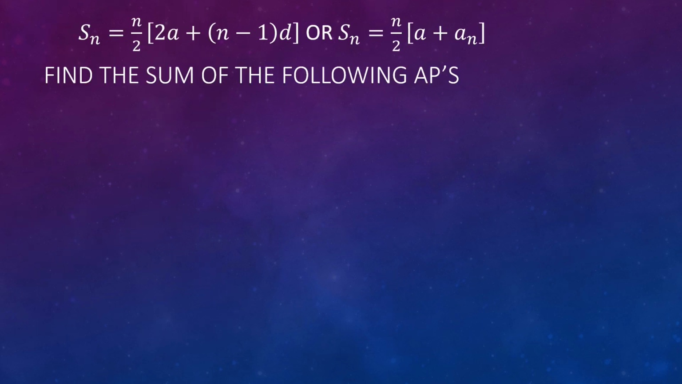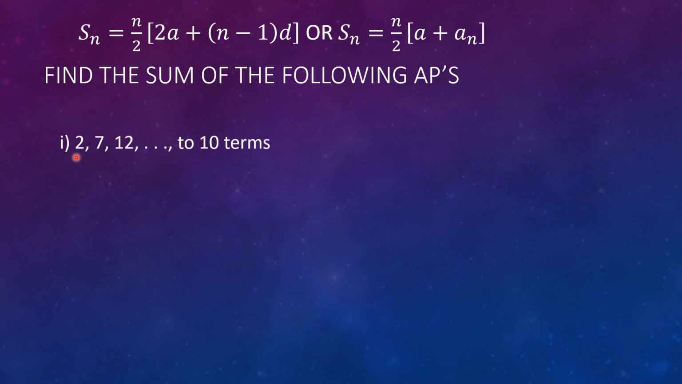Okay, so see, just quickly revise what is the formula. Sn is equal to n by 2 times (2a plus (n minus 1) times d), and if you know the first and the last term of an AP, we use the formula Sn is equal to n by 2 times (a plus an). Okay, so let's solve certain sums based on these formulas.